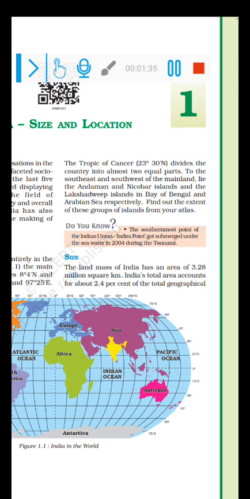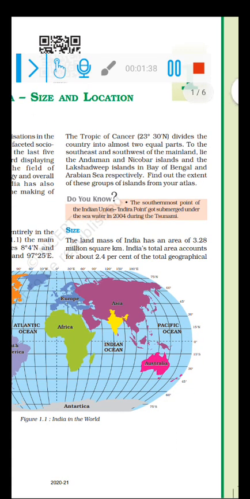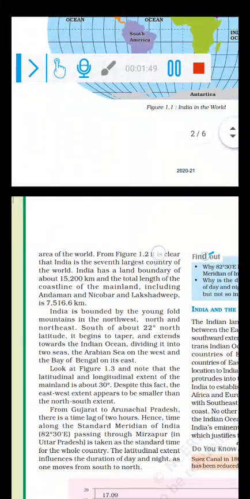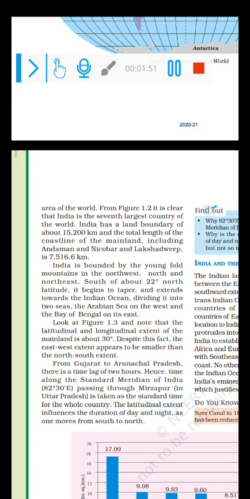The size of India. India is a huge country. It's also called a subcontinent because it is like a small continent. It is 3.28 million square kilometers. So it's a very huge country, and it's the seventh largest country of the world.